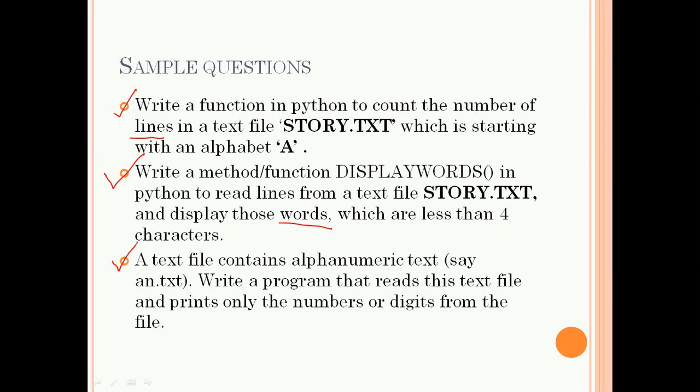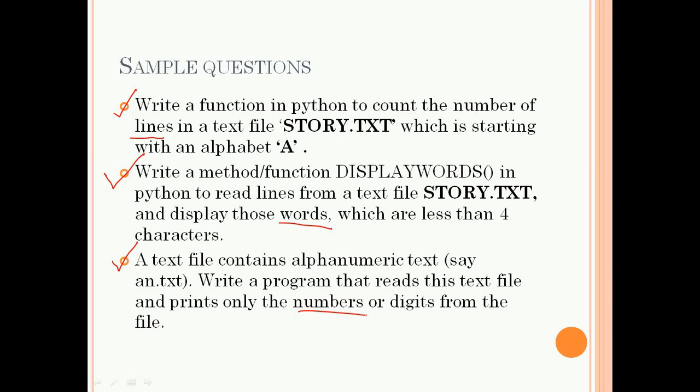A text file contains alphanumeric text. Alphanumeric means it contains alphabets as well as numbers or digits. Write a program that reads this text file and prints only the numbers or digits from the file. So first of all we have to fetch the characters one by one from the text file, and we have to check whether the character is a digit or number. If the characters are numbers or digits, then we have to print these characters only.